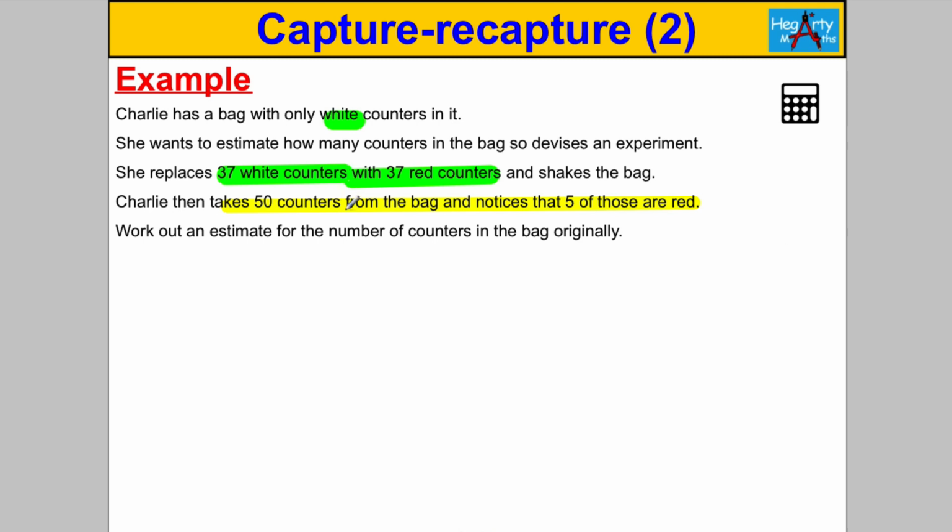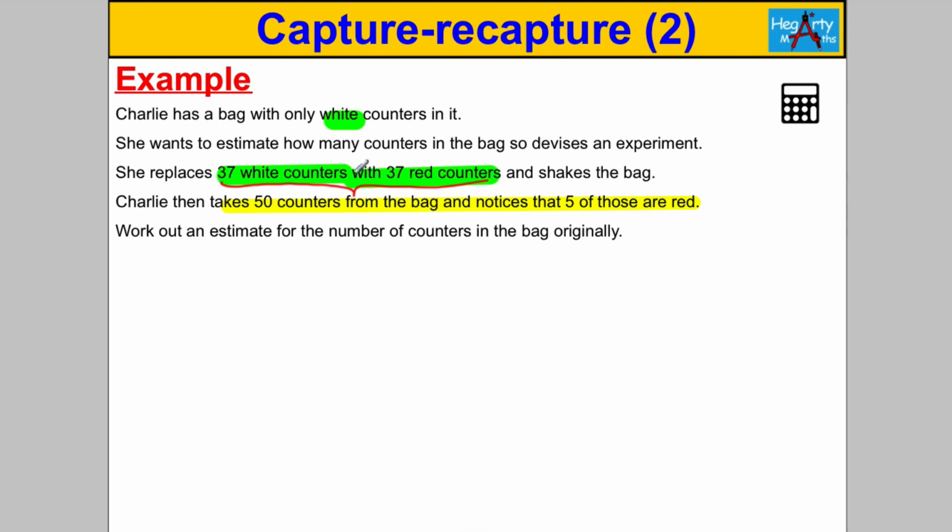Now we can use the same technique here as long as you get your head around the fact that her replacing white counters with 37 red counters is kind of like taking out 37 white counters and marking them. You've marked them red. So it's like capture recapture, but it's not exactly the same.